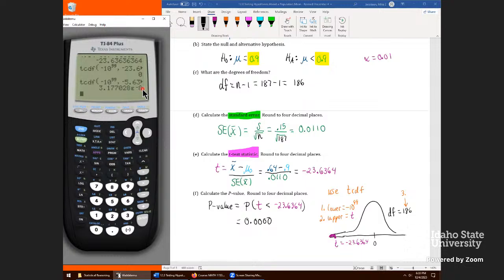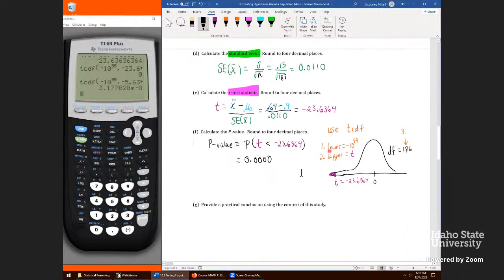So if you ever see a 0, but your test statistic looks like this, either positive or negative, you are on the right track with that problem. So we have a p-value that's essentially 0.